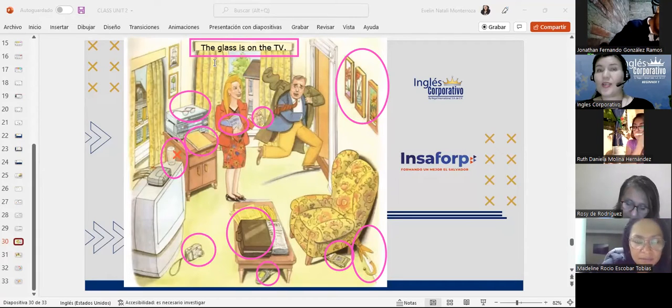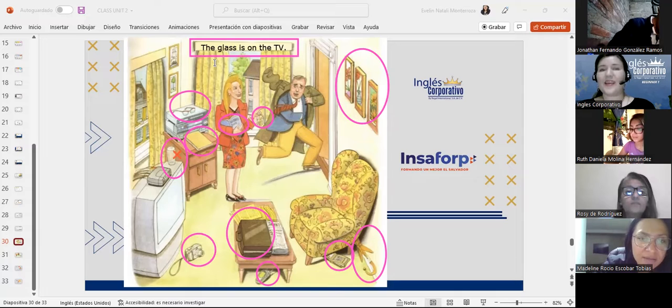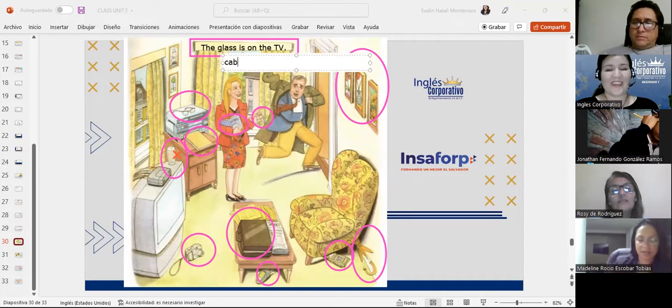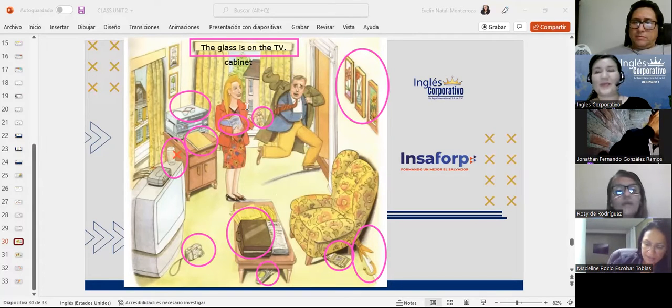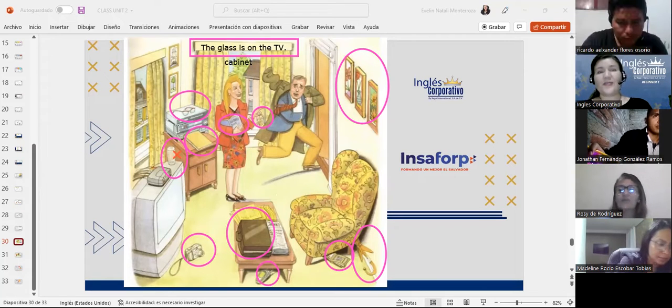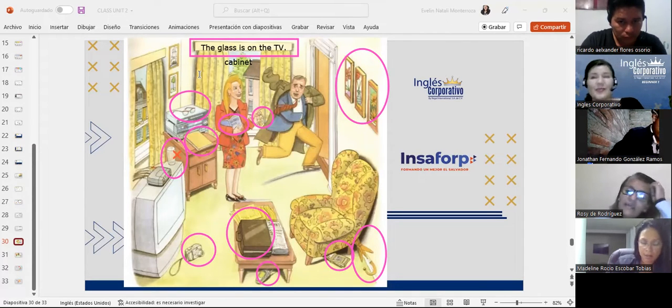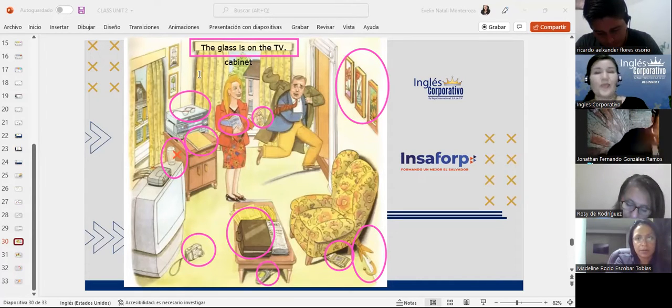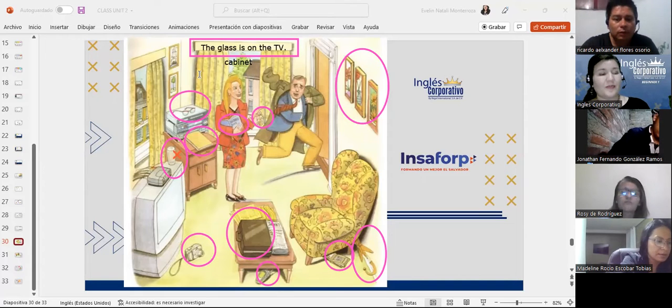Teacher, what do you say in English, esto? Table. This is table. Maletín. The book is on, ¿qué es esto? Mesa de noche. That's a cabinet. Is the radio or radio? Yeah, this is a radio. So in that case, you say the book or the notebook is on the cabinet. Radio. It's exactly the same as in Spanish. The pronunciation is different, but the spelling is the same.